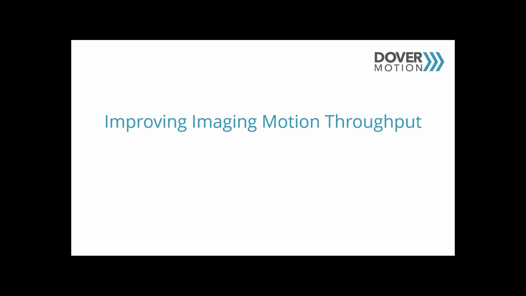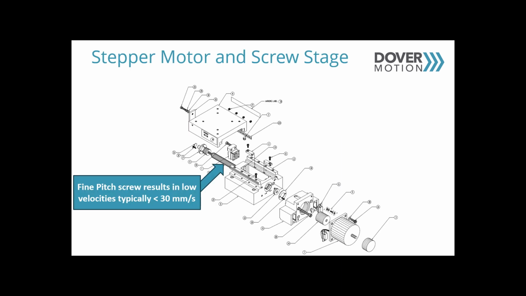If you are looking to increase the throughput and precision of your automated microscope system, direct drive stages offer higher speeds and better repeatability than stepper and screw-based motion systems for XY sample positioning and Z objective focusing. When using a screw-based actuator, in order to have high resolution, you end up needing a fine-pitch screw, and what that does is it limits the stage's velocity.